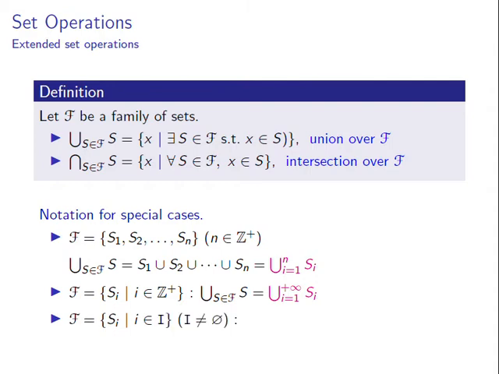More generally, if the family F consists of sets Si for each i in a non-empty set capital I, we write the union over F as the union of Si, i in capital I. We use analogous notation to denote the intersection over a family F.